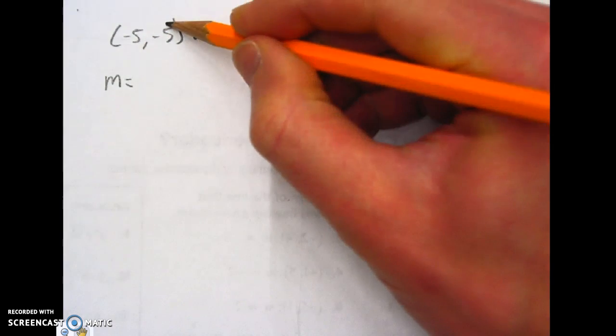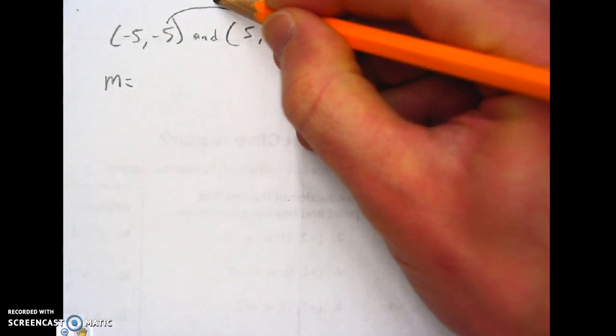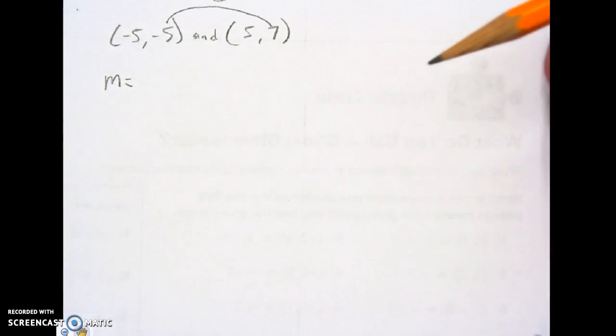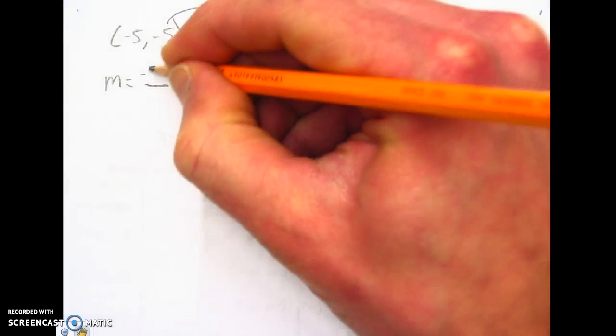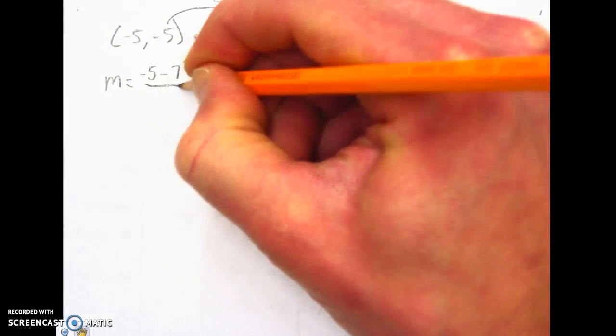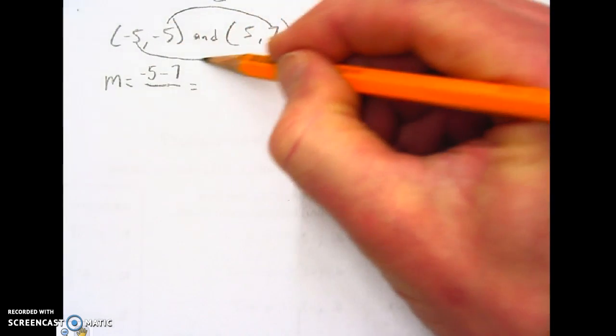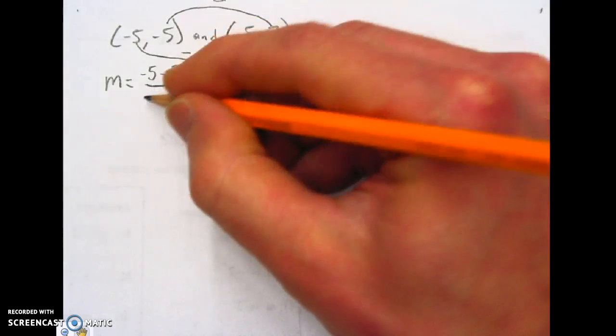I'm going to subtract my y values. I like to put an arch over the top, just so I remember that the y values that I subtract go on top of the fraction. So I'm going to do negative 5 minus 7. And on the bottom, I'm going to do the x's subtracted, so negative 5 minus 5.